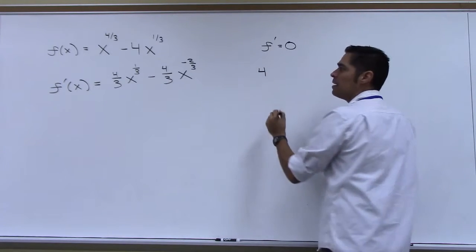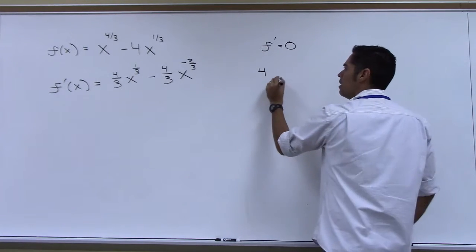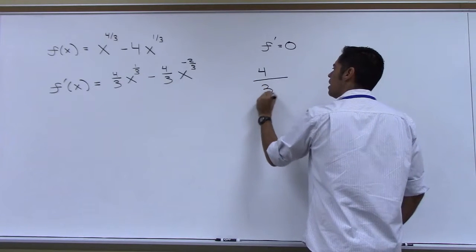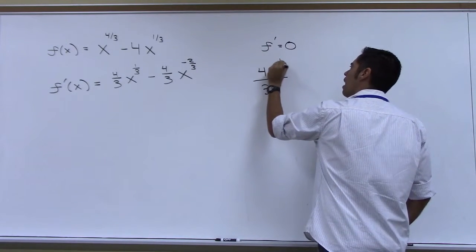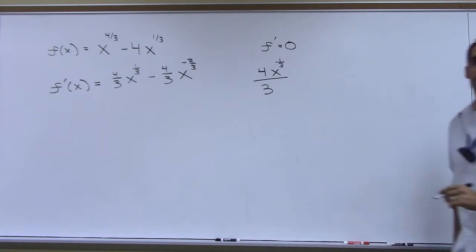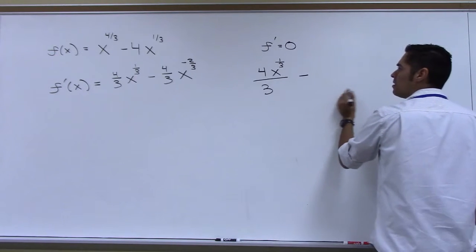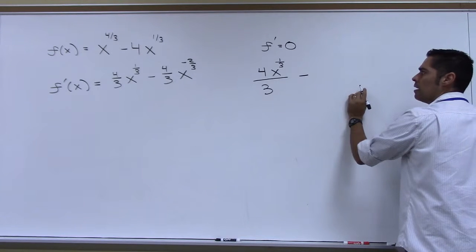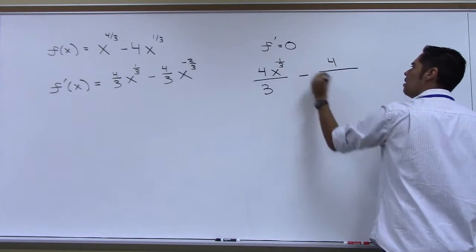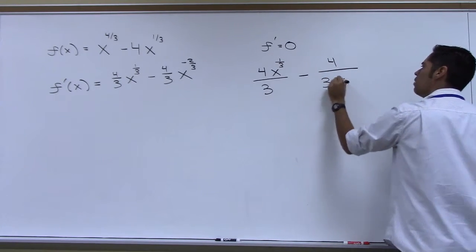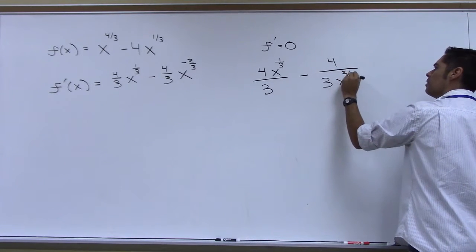Yes, I'm going to write everything as a fraction first, okay? So I'm going to write this as 4/3, then I have x to the 1/3 on top. Notice I'm not converting it into a root either. I'm not making that a cube root. And then I have minus, let's see, what's on top of the other side? Just the 4, right? Over 3x to what power? Positive 2/3, right?